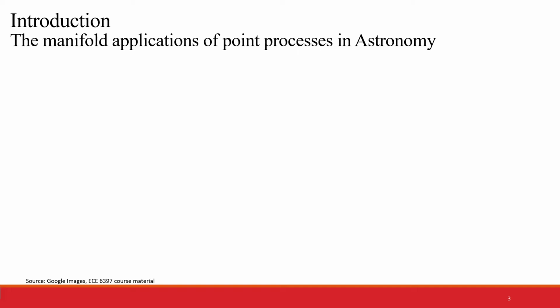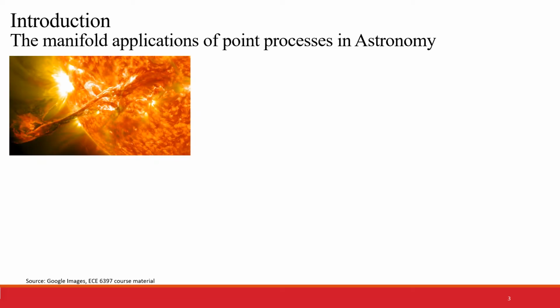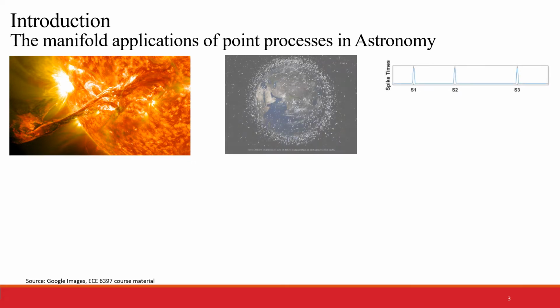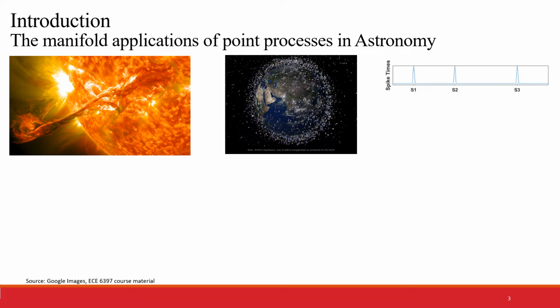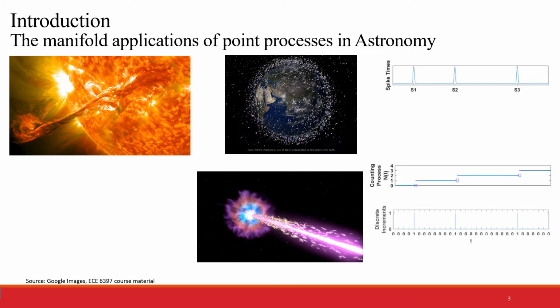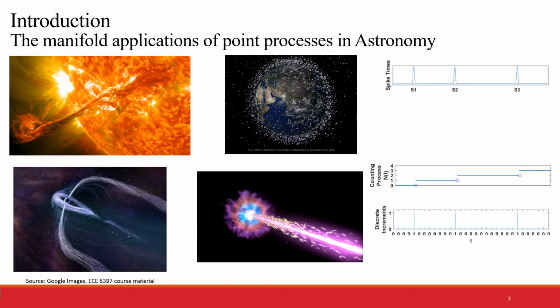As an introduction, let us proceed to discussing the manifold applications of point processes in astronomy. Solar flares are violent bursts from the sun's atmosphere, which can be looked at as spike times. The space debris that revolves around our planet Earth can be looked at as a counting process. The two cases we will be looking into in depth in this presentation are the GRBs, or gamma ray bursts, and the pulsars, which can be characterized as wait time distributions or increments.